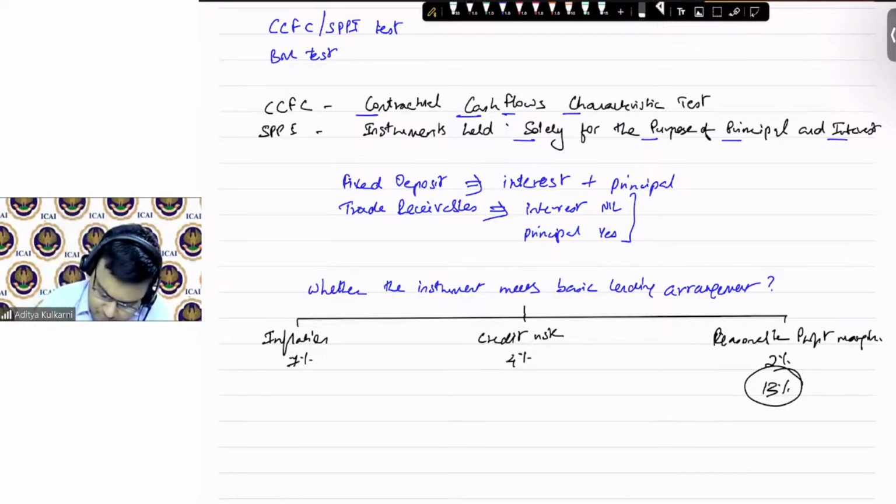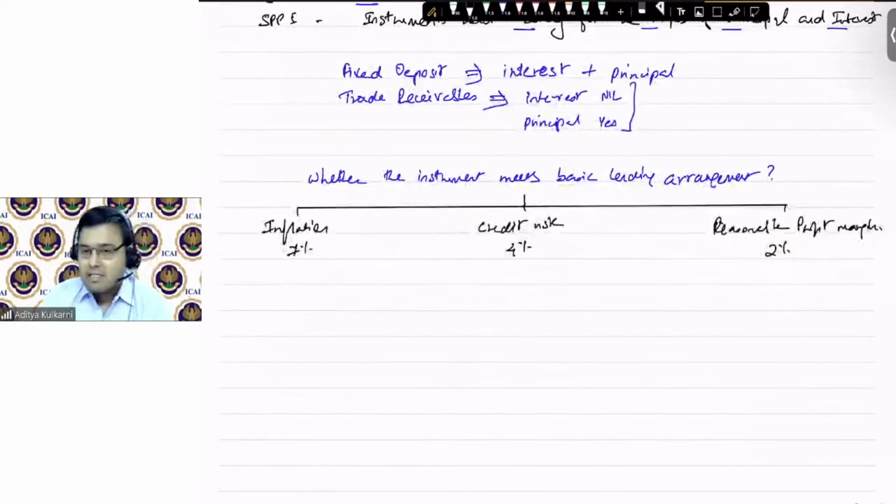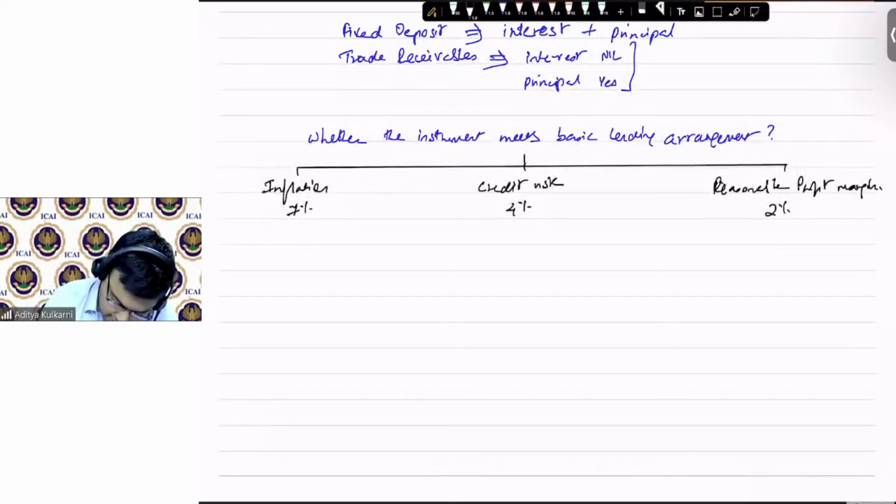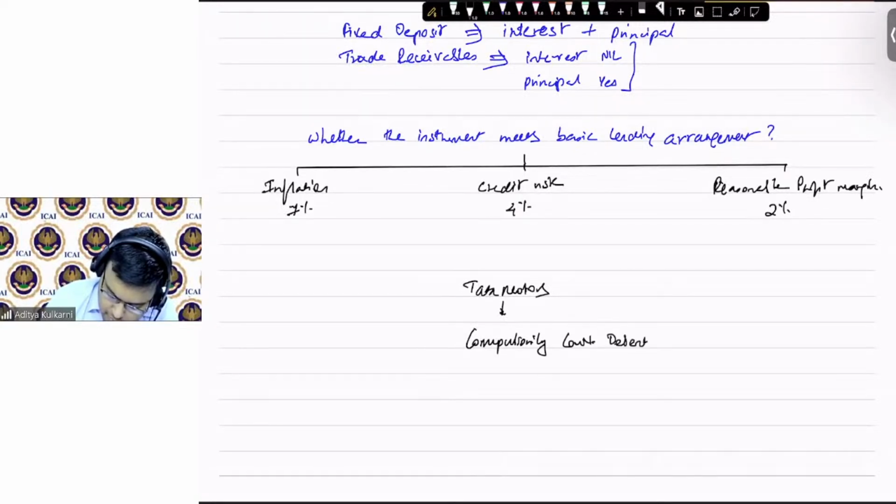Okay. Now, let us move on to the next part. I will slightly change this question. Suppose you have an entity, Tata Motors. Tata Motors comes out with an issue of compulsorily convertible debentures.